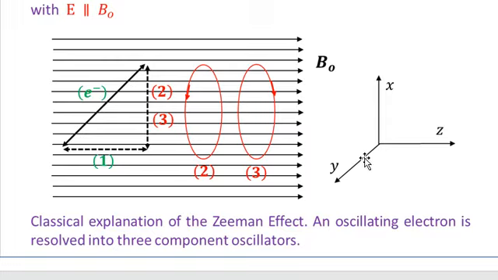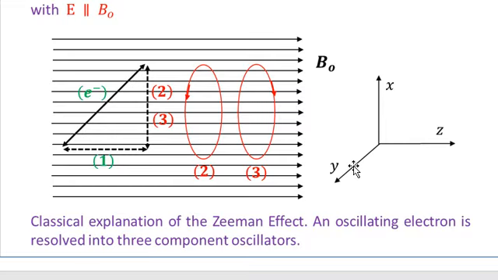And you know that if you carry out the observation from the x direction or from the y direction, these observations will be transverse directions. But if you carry out the observations from the z direction, then this direction will be longitudinal. So from the longitudinal direction, you would be able to see only components 2 and 3 if you view the field from the z direction.